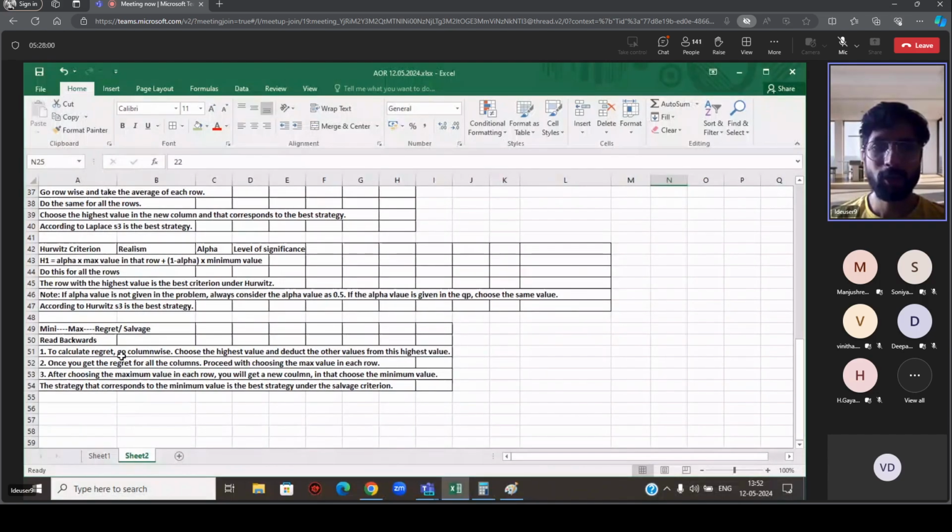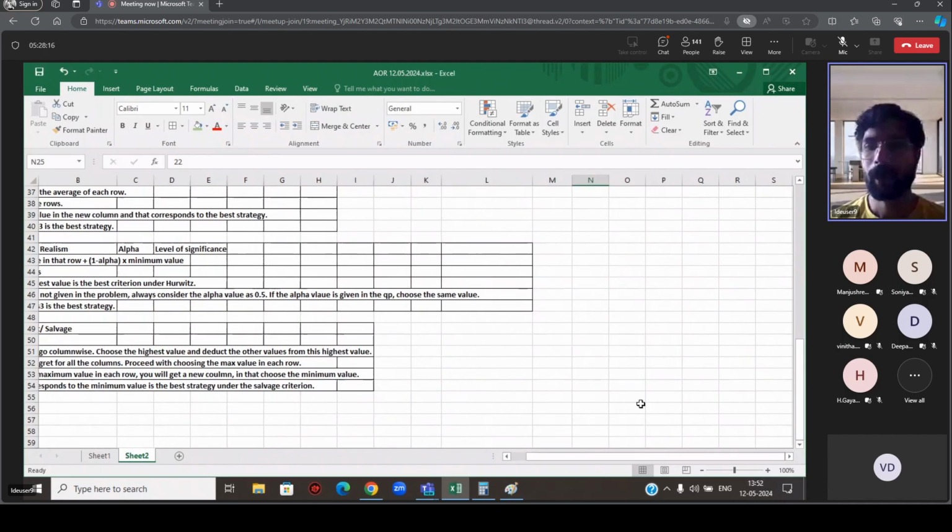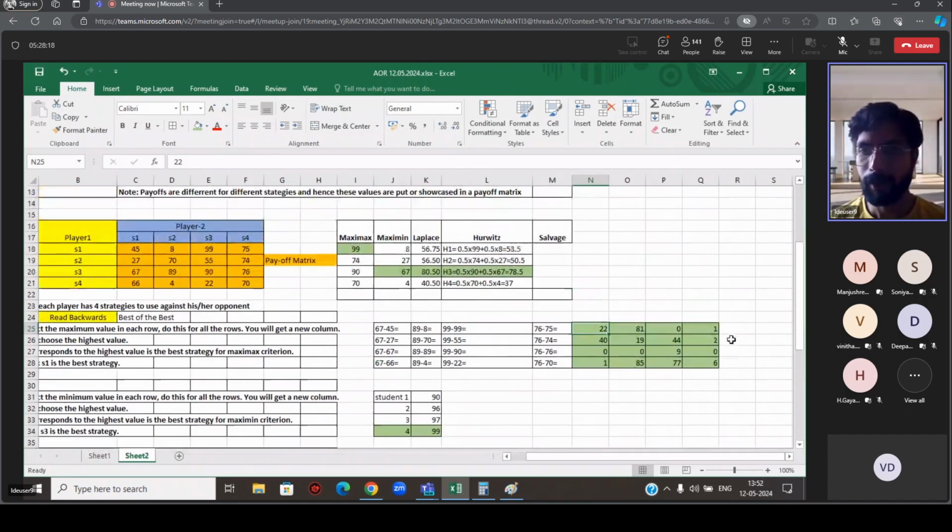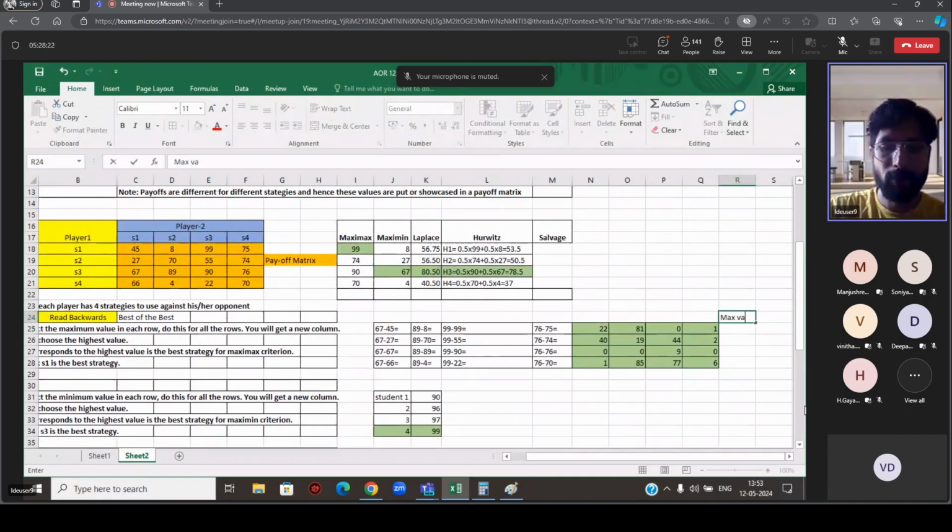To calculate regret, go column wise, choose the highest value and deduct all the values from the highest value. Next, once you get the regret for all the columns, proceed with choosing the maximum value in each row.